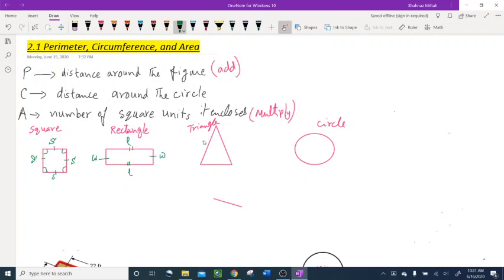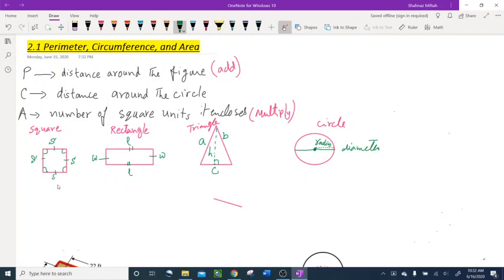The triangle has sides A, B, and C, and I have a height right there making a 90-degree angle. In the circle, this is the center, and the whole thing is the diameter. And when you check up here, that's the radius. Anywhere from the center of the circle, anywhere you go, if you draw a line from the center of the circle, it's going to be a radius.